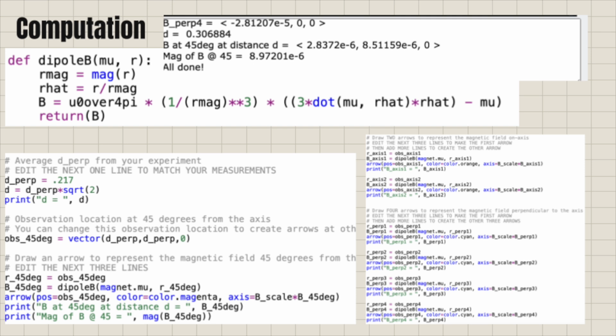Finally, I calculated the magnetic field off axis at 45 degrees to be 8.97201 times 10 to the negative 6 teslas. Results can be seen in the pictures located in the top right, and code can be seen on this slide.